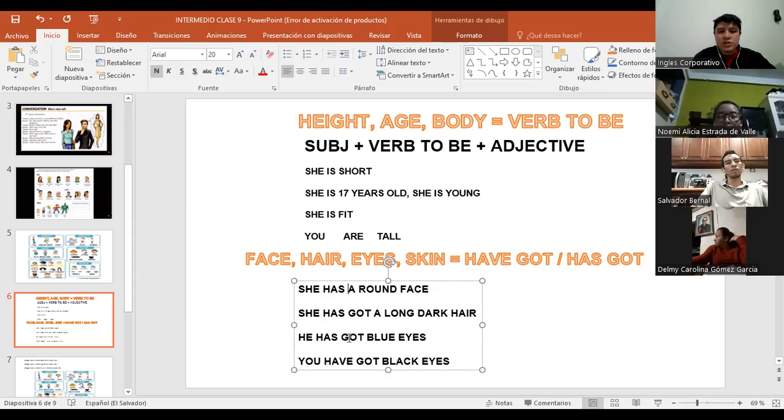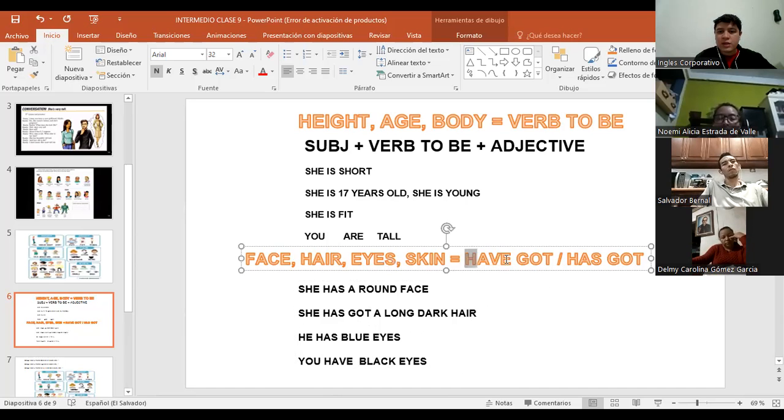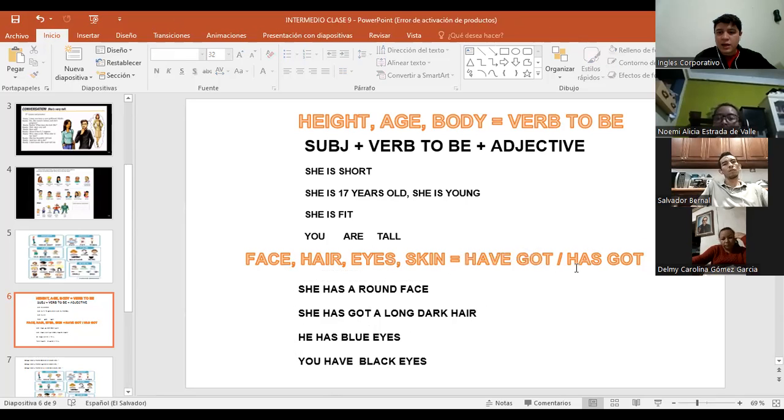Tiene. She has got long dark hair. Ella tiene un pelo largo negro. She has, es lo mismo, okay? Agregar el got es lo mismo. Y la forma contractada, guys, es like this one. He's got blue eyes. Okay, he's got blue eyes, que significa lo mismo que decir he has blue eyes. Okay, it's the same, okay? Usted le puede agregar got o no si usted quiere. Pero en los ejercicios que tenemos en la plataforma, creo que piden que agregamos el got, okay?